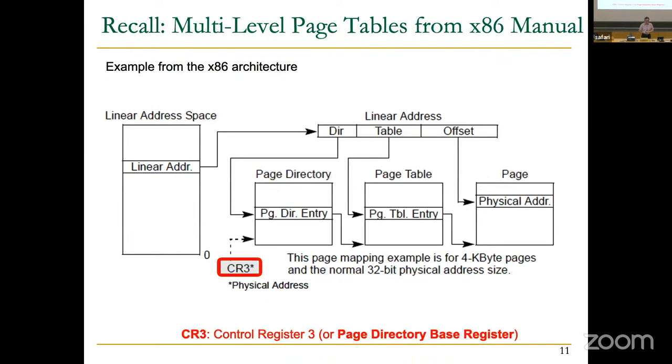Now, I was also giving you examples of multi-level page tables from the x86 manual. We actually went through this. Essentially, this control register 3 is the page directory base register, which is a physical address. And only this page directory table, which is essentially a first level page table, needs to be in physical memory, and everything else can be in virtual memory. But you can see that you need to translate this to get to another page table and index it using some other bits in the linear address or virtual address to get to the page address or translation.